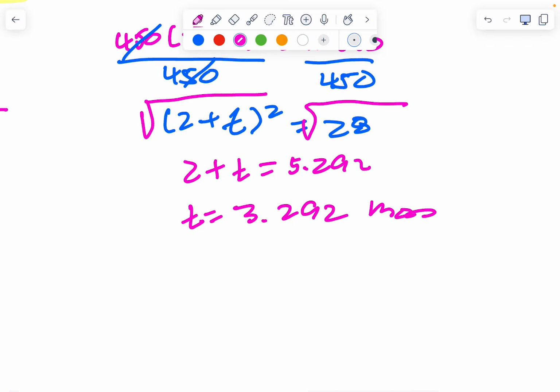So we have 3.292 months. So question on this one. Is 3.292 considered month number 3 or month number 4? Month number 3. So you guys are seniors, right? This is your year number 4, correct? Does that mean you already finished year number 4? No. So this one should be month number 4. What? Month 4.